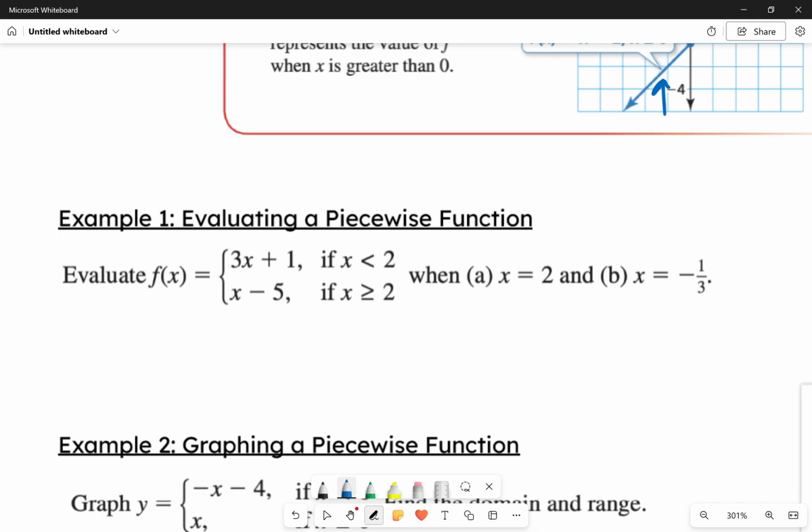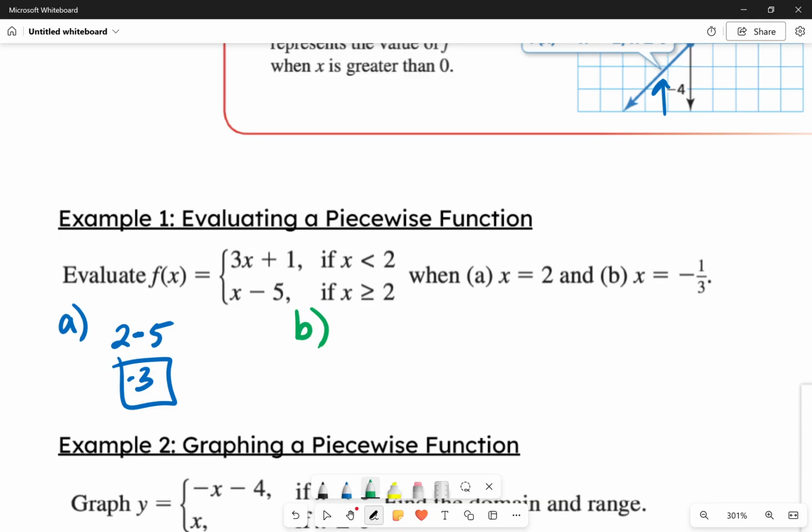When we look at letter A here, x equals 2, which means that it would fall in the second equation. So letter A, we would do 2 minus 5, and that gets us 3. That's our first answer. It's that simple. Oh my goodness, 2 minus 5 is not 3, it's negative 3. Hang on. There we go. All right, now letter B.